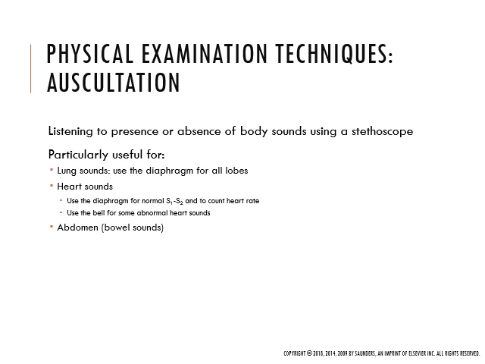Auscultation is when we are using our stethoscope. So we're listening with our stethoscope. Particularly, we use this for lung sounds. We're going to use the diaphragm for all lobes. For heart sounds, we're going to use the diaphragm for normal S1 and S2, and to count the heart rate. Then you flip your stethoscope around and use the bell of your stethoscope for some abnormal heart sounds. And then we use the stethoscope to auscultate the abdomen. We're going to be listening in all four quadrants for the bowel sounds to ensure that they are active in all four quadrants.